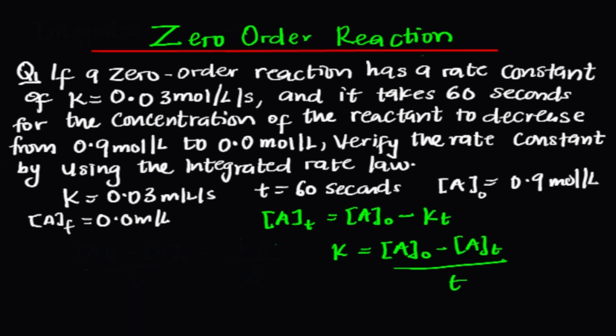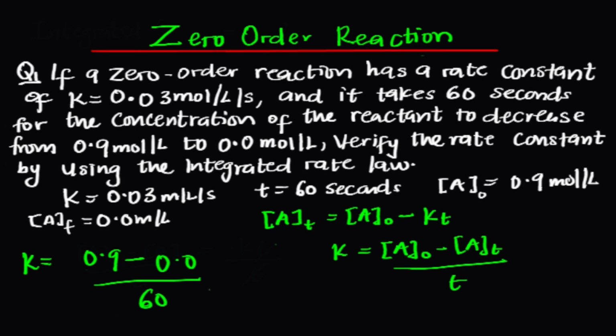So this is going to be k, which is equal to the initial concentration of the reactant, which is given as 0.9, and it is here, right? Then minus the final concentration, which is going to give us 0. It is here, right? So I'm going to have this divided by t, which is the time. The time is actually 60 seconds, so we're going to put it there.